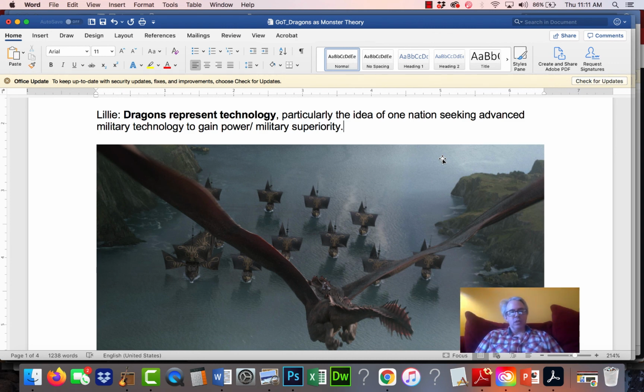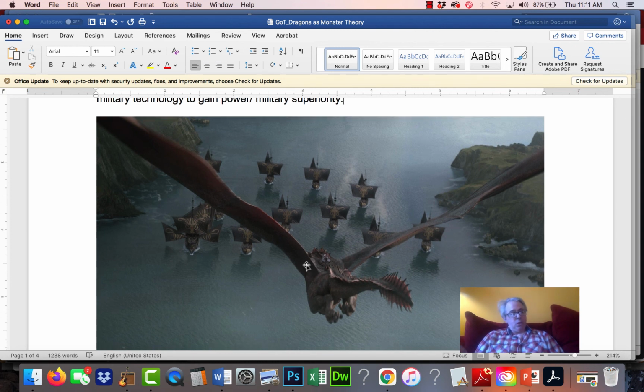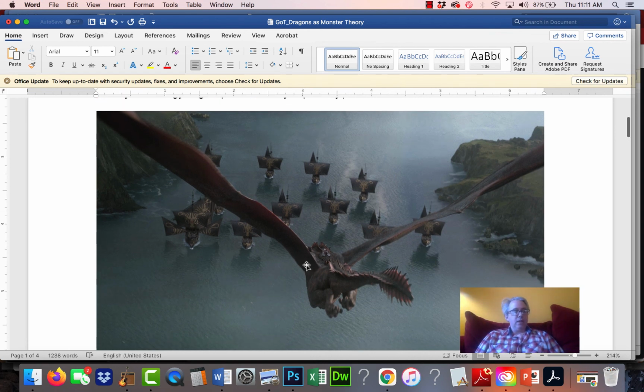And I've chosen this image here. This is where they're battling the fleet, and the fleet has come up. I think it's a fleet largely from the Greyjoys' Iron Islands. But at this point, they are in an alliance with Cersei and the Lannisters, and they've developed a new technology, basically cannons shooting spears, to try to take down the dragons. And I think in this scene, they actually are able to kill one of the dragons with their new technology.